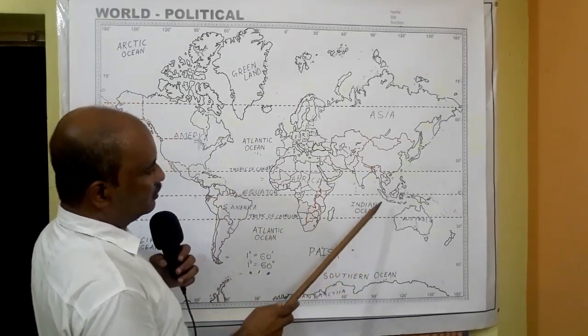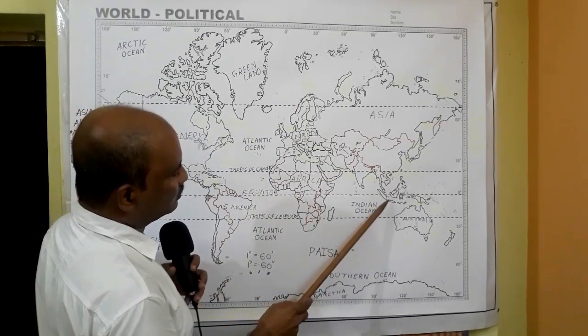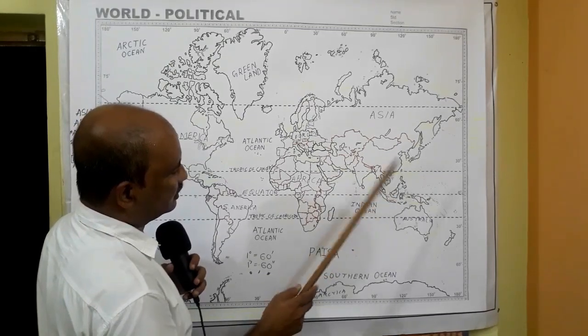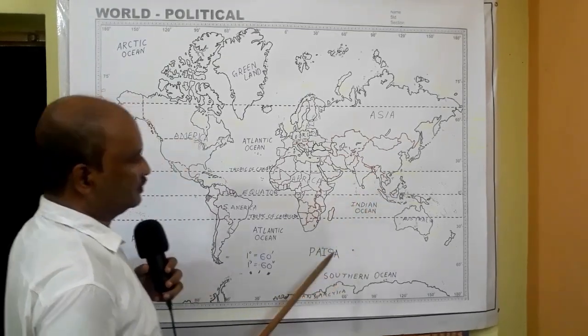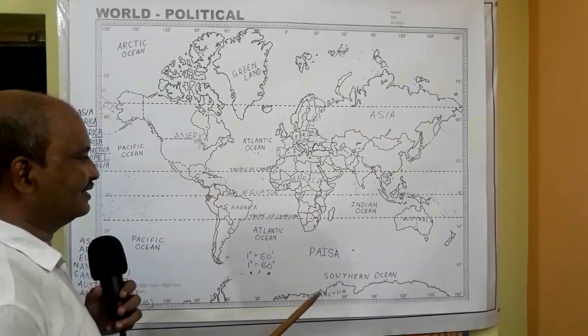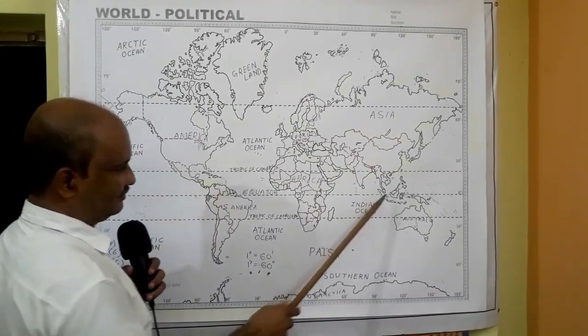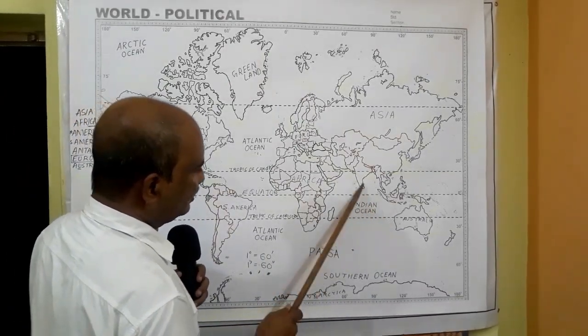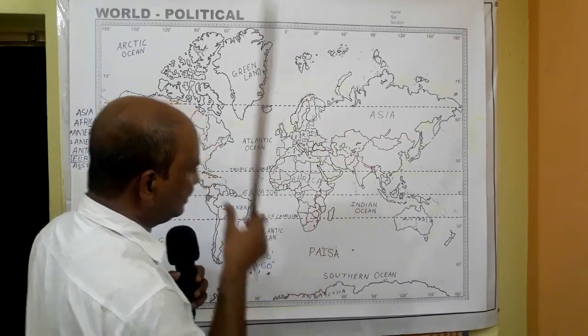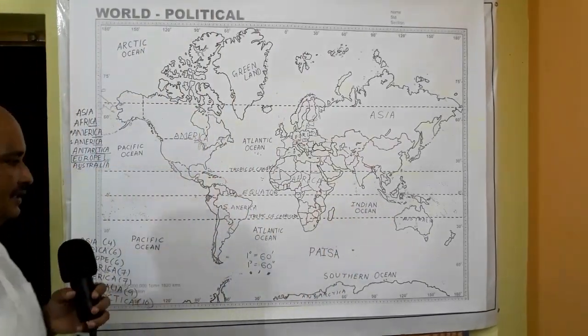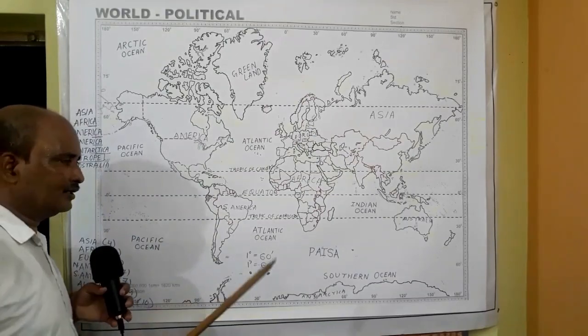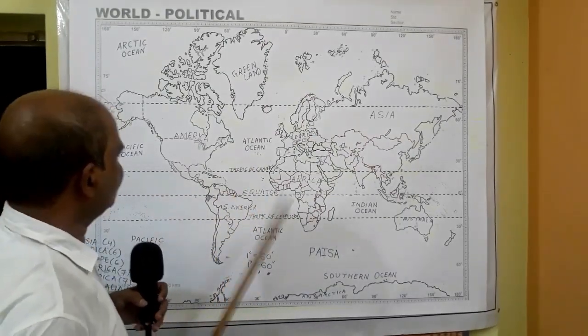Later on, when we found the islands of Indonesia, they were named the East Indies, because they were located towards the east side of India. So that's why East Indies. This is quite an interesting part.